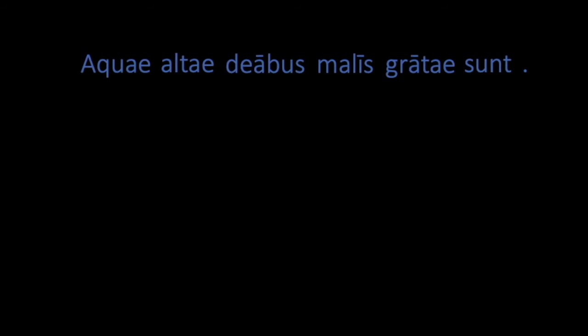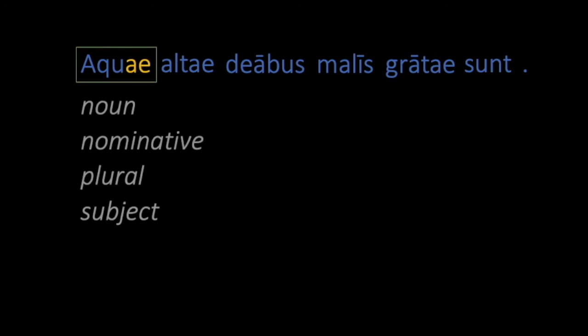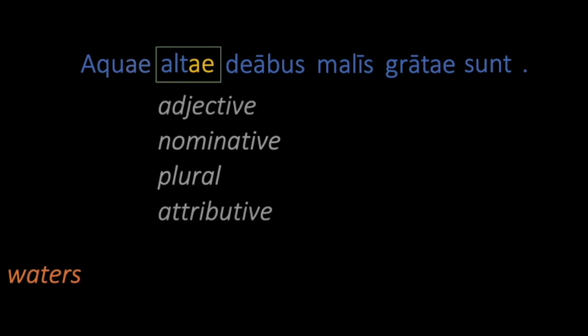Aquae altae deabus malis gratae sunt. On to the first word. Aquae is a noun. There are multiple readings for the form, but we're going to assume that the word is the subject, and this is the nominative plural form. The meaning would be waters. Altae is an adjective with a form that agrees with aquae, so it looks like an attributive adjective. It means deep.